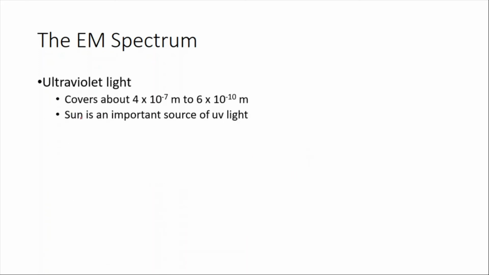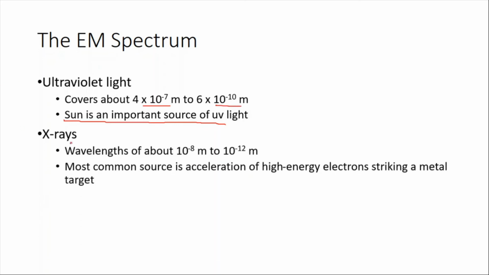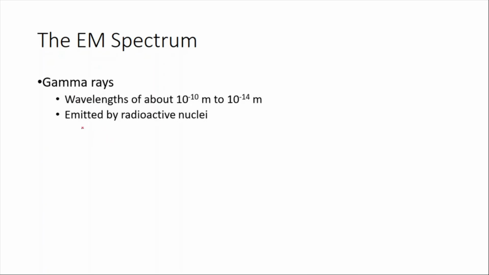And ultraviolet light, as I said, the sun is an important source of ultraviolet light, and their wavelengths range from 10 to the negative 7 up to 10 to the negative 10 meters. X-rays are produced when high energy electrons strike a metal target. When they strike the metals, they produce X-rays, and their wavelengths change from 10 to the negative 8 up to 10 to the negative 12 meters. Finally, the gamma rays, they are emitted by radioactive nuclei, and this is their wavelengths.